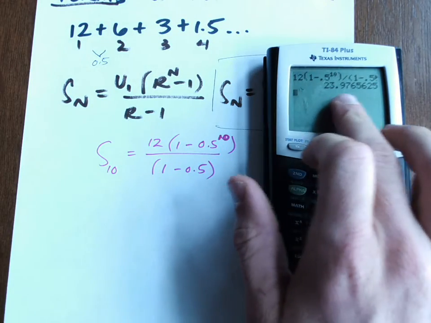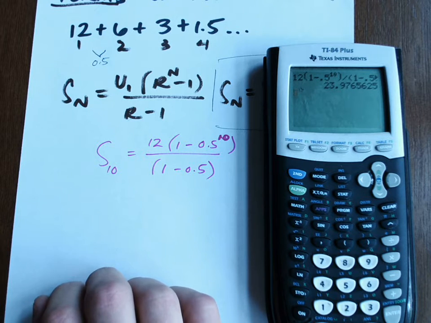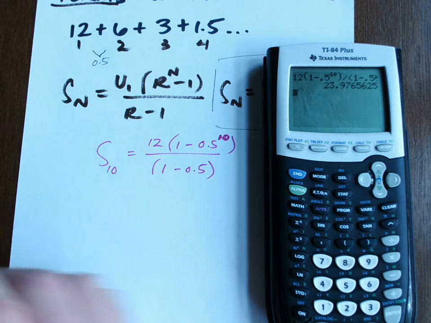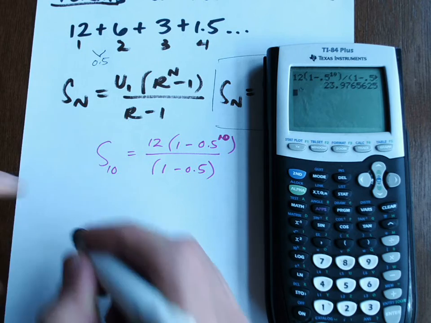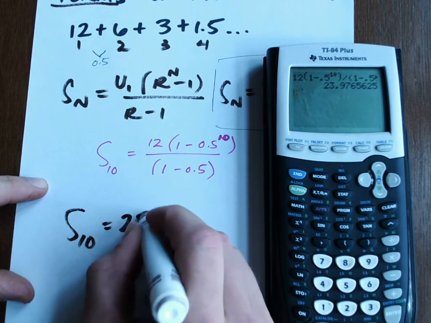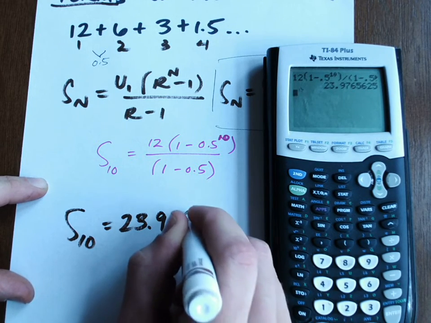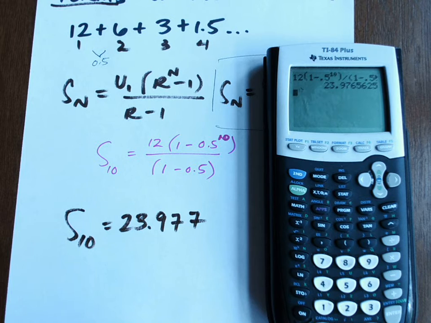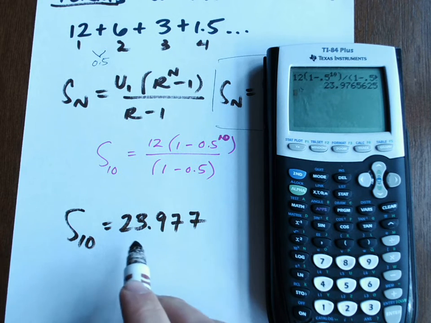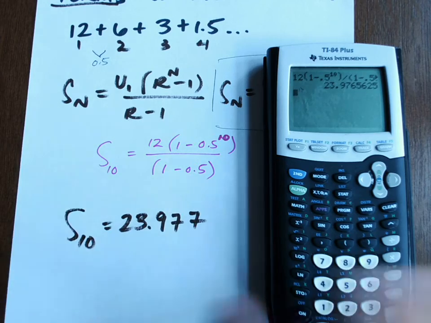And then you get something just under 24, 23.977, if you round to 3 decimals. So the sum of the first 10 terms is 23.977. Looks like it's heading towards 24 if we were to continue adding, but just shy of 24.